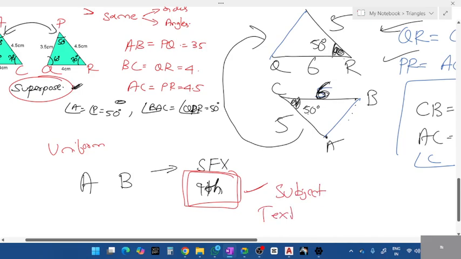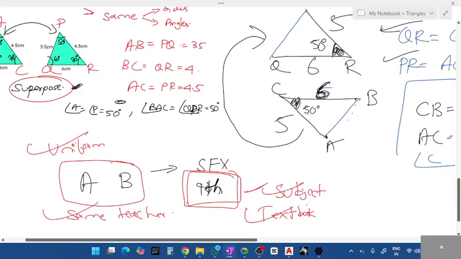It's obvious, right? If you check the textbook, class notes, if you ask their teacher's name, if everything coincides, which means both of them are in the same standard, same teacher. If they tell your same teacher's name and they're wearing same uniform, it means they are from SFX 9th standard. These are the criterion, students. What do you call them? Criteria.